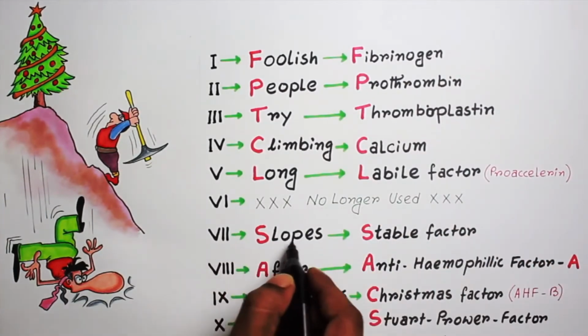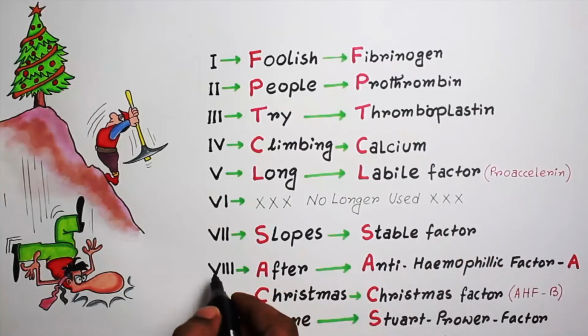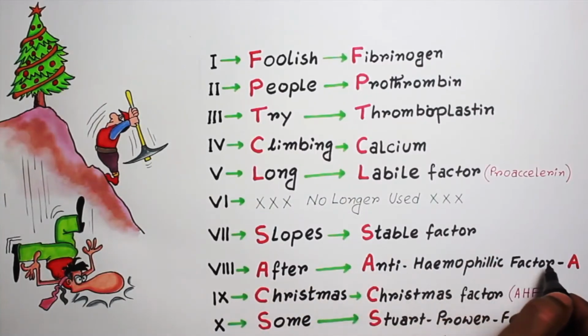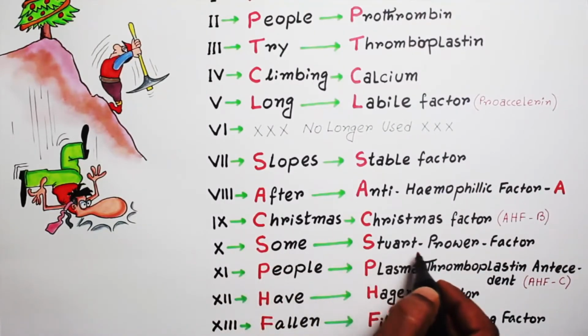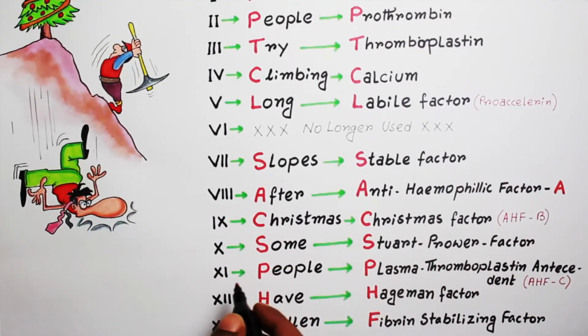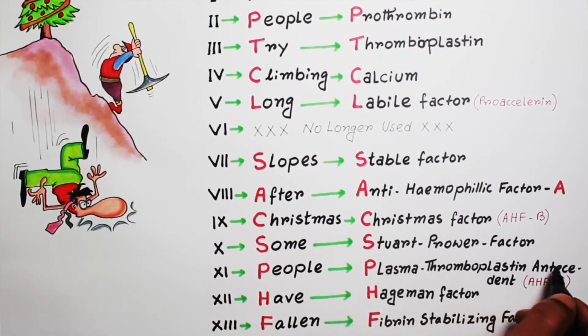And factor 7 is for stable factor. Factor 8, A for anti-hemophilic factor A. And factor 9 is Christmas factor, which is also called anti-hemophilic factor B. And factor 10 is for Stuart-Prower factor. Factor 11 is P for plasma thromboplastin antecedent, which is also called anti-hemophilic factor C. Factor 12 is H for Hageman factor, and factor 13, A for fibrin stabilizing factor.